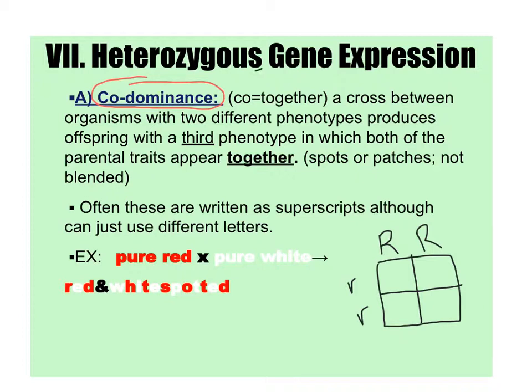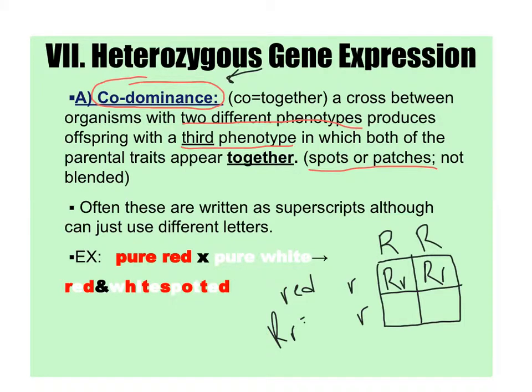Now this is not how it works with codominance. This is how it would work with simple dominant and recessive. They'd all be big R, little r, which would equal 100% of the baby cows being red, because red would be dominant. But in codominance, since both of the alleles are dominant, you don't get two different phenotypes like red and white, but you also get a third phenotype in which both of the parental traits appear together in spots or patches.